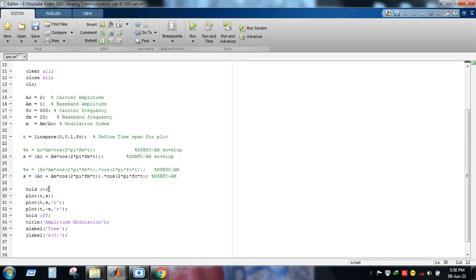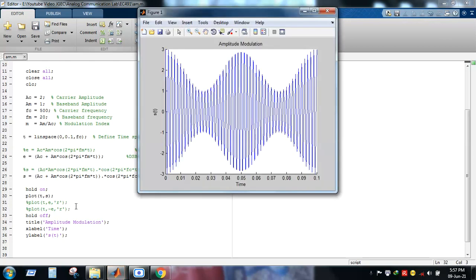Here you write hold on. I will explain later why we use the term hold on. Next, again we are plotting t comma e. We want to plot the envelope: along the x-axis we plot t, along the y-axis we plot the envelope, and this denotes the color of the corresponding plot, r denotes red. Before explaining this term, let's plot it. We make these two lines comment lines.